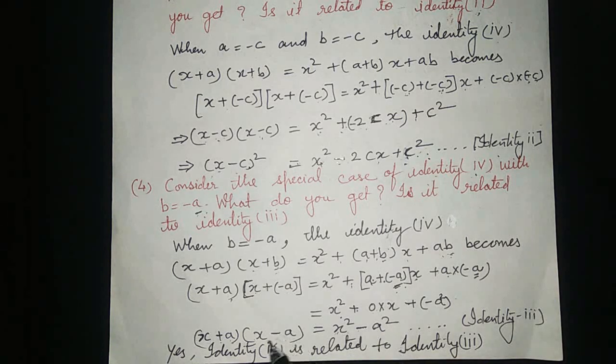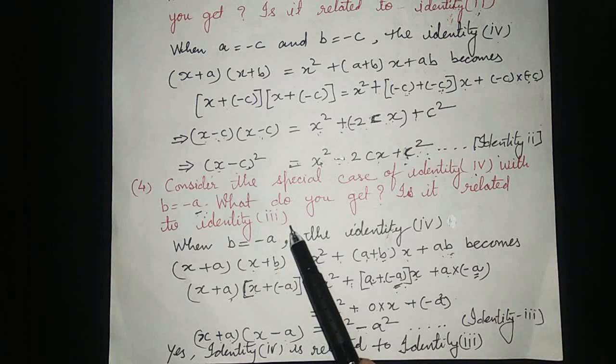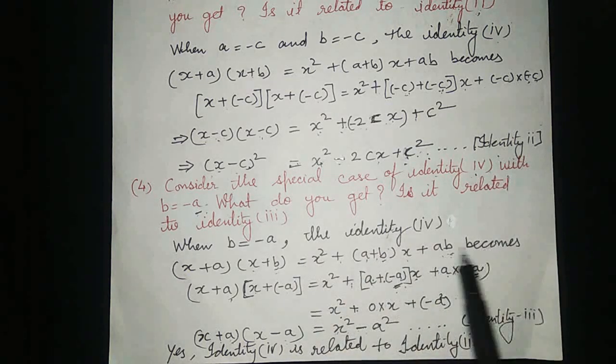Now we can see that this step is like identity 3, and you know that identity 3 is a plus b, a minus b is equals to a square minus b square, and our coming answer is also in this form only. Okay, so the second part of the question is it related to identity 3? So your answer will be yes, identity fourth is related to identity third.